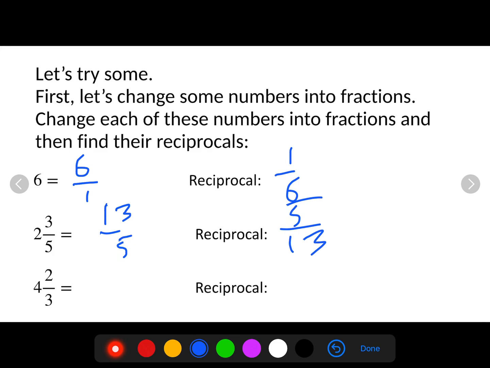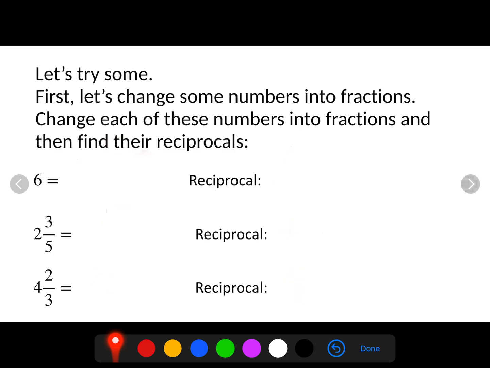4 times 3 is 12. 12 plus 2 is 14/3. Its reciprocal is 3/14. Okay, so far? You know how to do this. And you know how to do this from that. Everyone okay? All right.